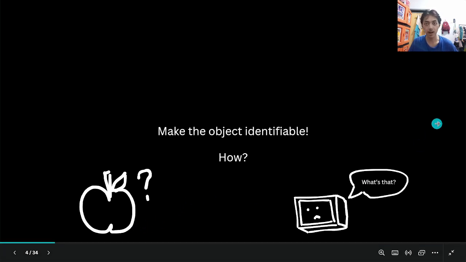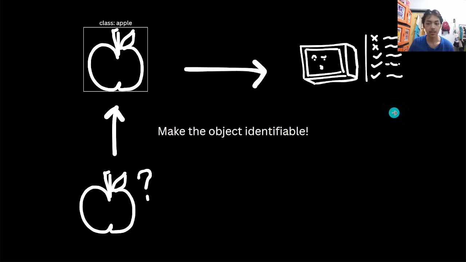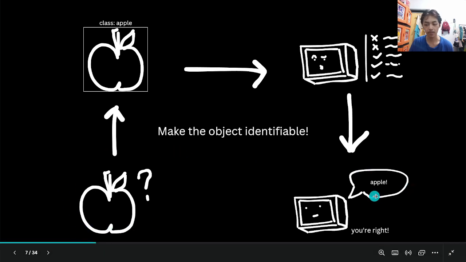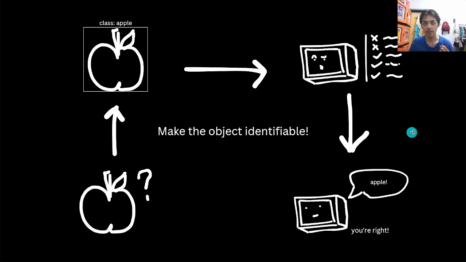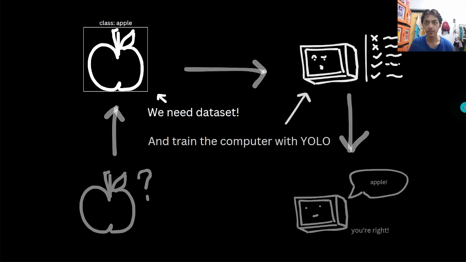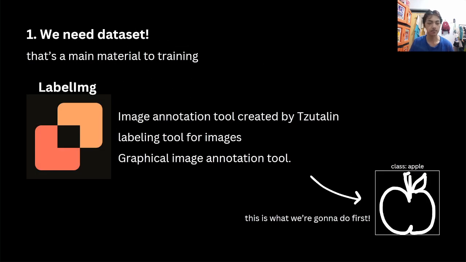Okay, so how to make it? First, we need the dataset, and then we train it with YOLO, and then the computer knows the name of this object. Yeah, an apple. You're right. So here's the thing. There are two points to make it. First, we need the dataset, and then we train it with YOLO. So what are we going to do? Of course, we make the dataset first.